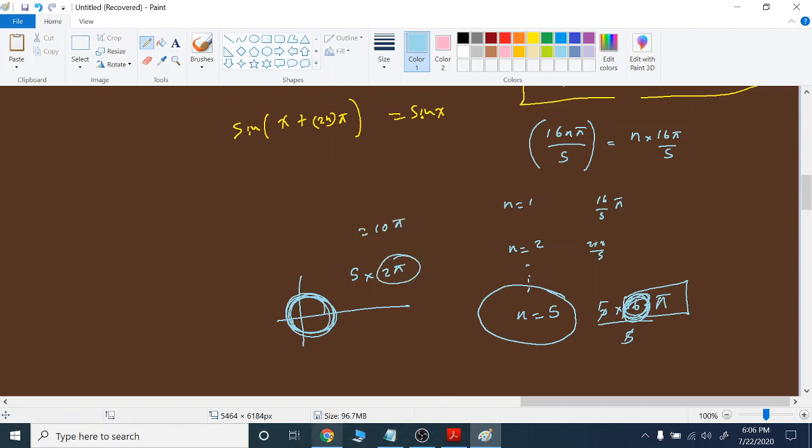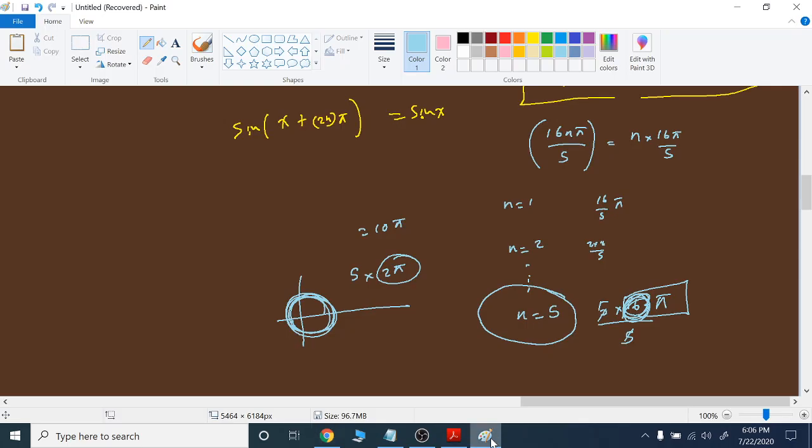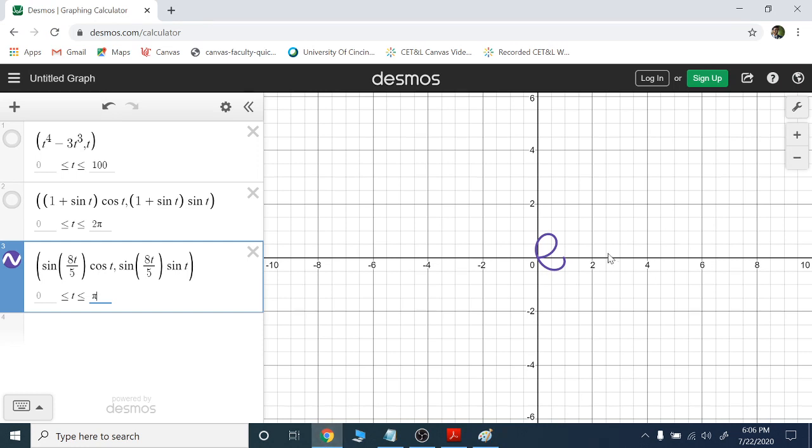You can see that from the diagram here, right? Now I am disabling the cardioid and we are back to this one. Remember the point I got is 10 pi. So what I am saying is, starting from theta equals 0, you should go until 10 pi for the diagram to repeat. That's my claim, and you can see that from this graphing calculator as well.